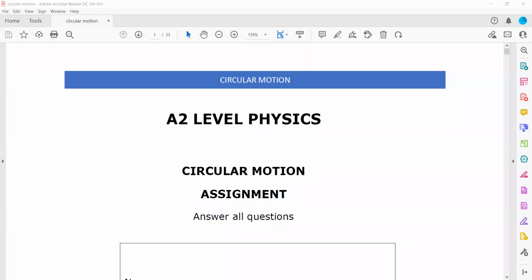So, doubts related to the topic circular motion. The questions were question 9, question 12 part B, question 18, and question 24.